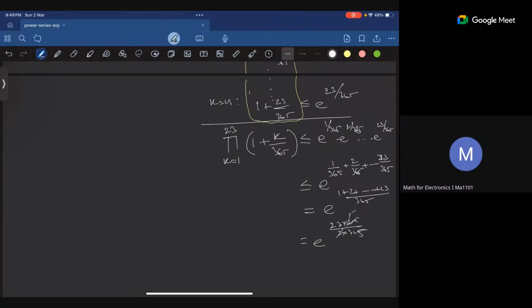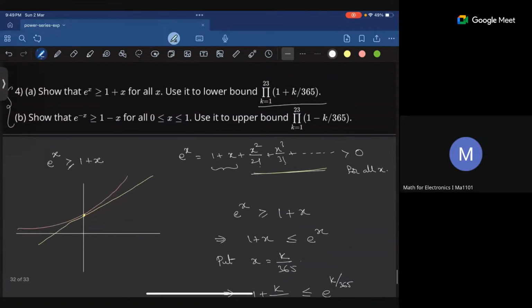Right, so this will be 23 times 12, so 230 plus 46, 256. So e power 256 divided by 365, and this is lesser than or equal to this product. So instead of computing this product, we bound it. We bound it saying this particular product will be lesser than or equal to e power 256 by 365, using the property that e power x is greater than or equal to 1 plus x.